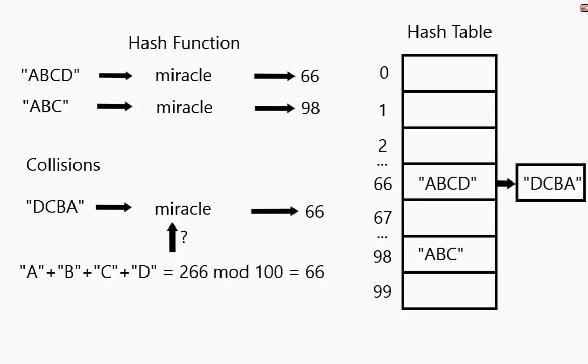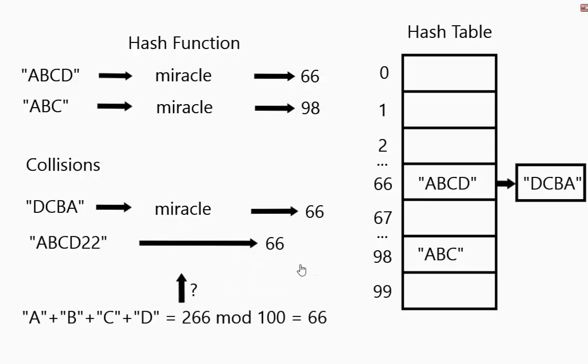Now this is not great in some ways, because the DCBA is also going to end up in 66. This ABCD22 is also going to end up in 66. So what happens when you start getting a series of collisions? What you'd like to do is respread the table out again so that you have the quick access without having to jump down basically a linked list, where you've lost all the power of the array. So what you can do is actually resize the table.